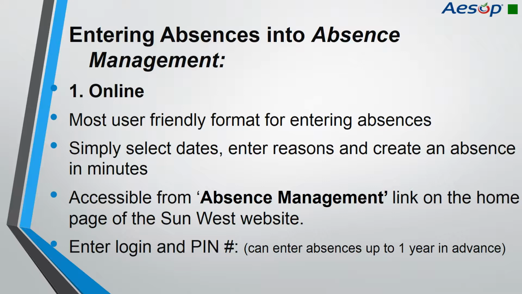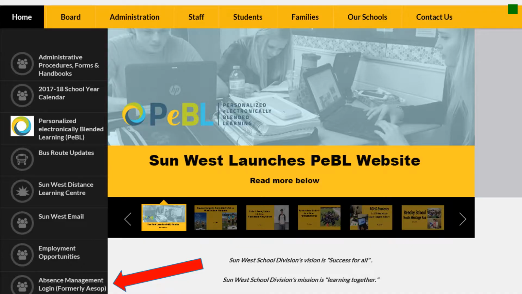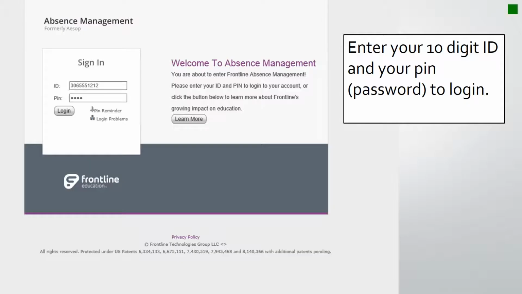It's accessible from the absence management link on the homepage of the website. As you'll see on the SunWest website login screen, absence management is on the left-hand menu bar, and you'll select that. You'll be taken to the login screen where you'll enter your 10-digit ID, which is your 10-digit phone number including area code, and your PIN number, which is your password for logging in.